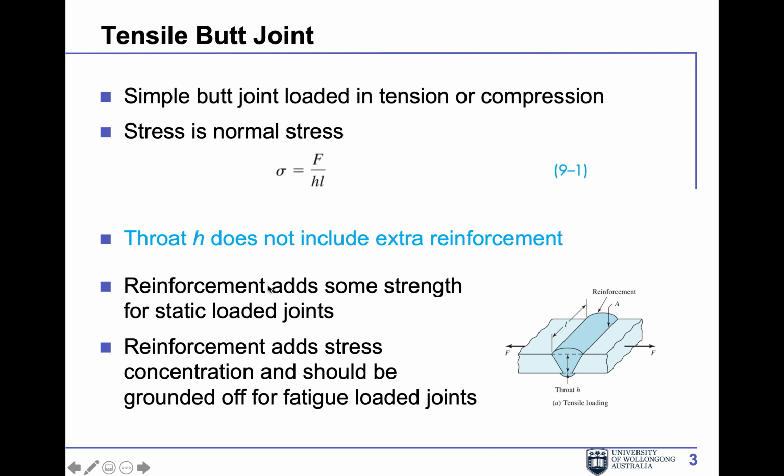Firstly, the simplest case is tensile stress on the butt joints. So this is the figure. You have the two forces pulling these welds apart. So the cross-section area is under normal stress, and normal stress is equal to the force over the cross-section area. So basically consider this weld as the plate. The cross-section area is H multiplied by L.